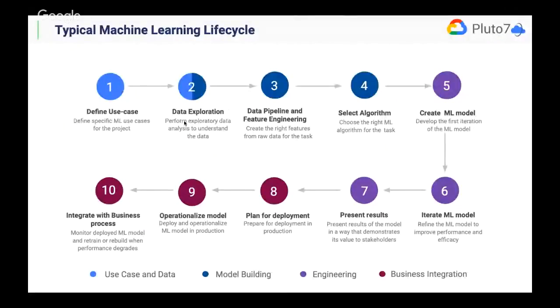This is the entire process of machine learning and AI. So you define the use case, you explore the data, you see whether you have an accurate amount of data. Then data pipelines, create those pipelines, and select which algorithm is correct for you, which comes much later. This process is where you'll spend the most amount of time, and then you create the model, iterate the model, present results.